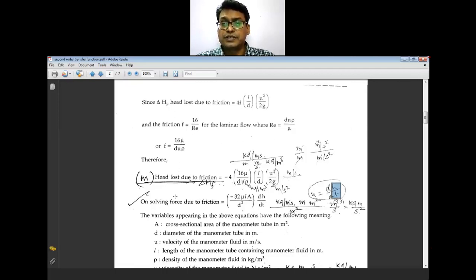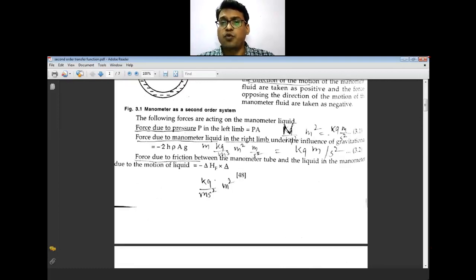And this is the frictional force F, which is equal to delta H into A, so multiplied by A. So this is the total frictional force exerted. Now this has the negative sign because it is opposing the motion, opposing the direction of flow. Similarly, the gravitational force is also opposing the direction of flow, acting in opposition to the applied pressure. So the applied pressure is taken as positive and these two are taken as negative.